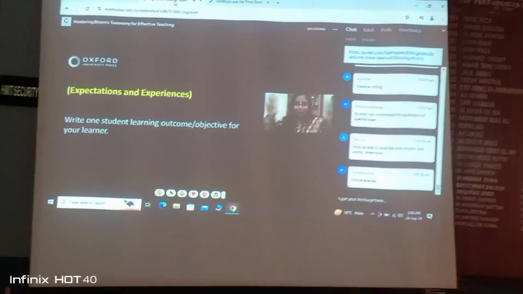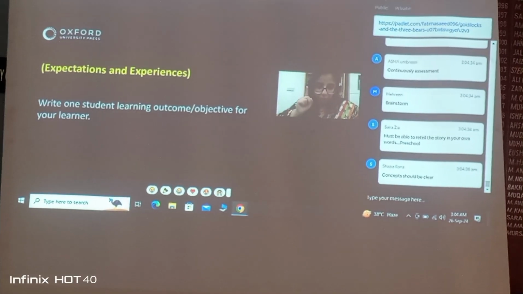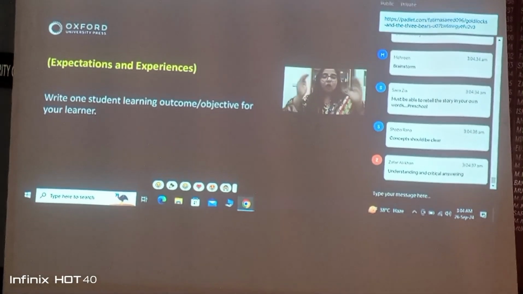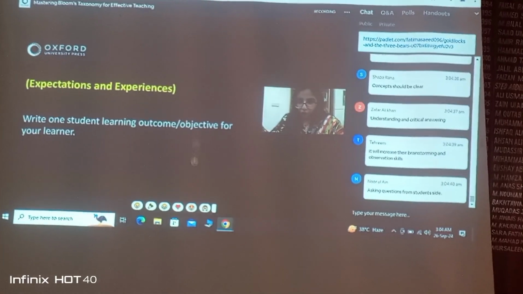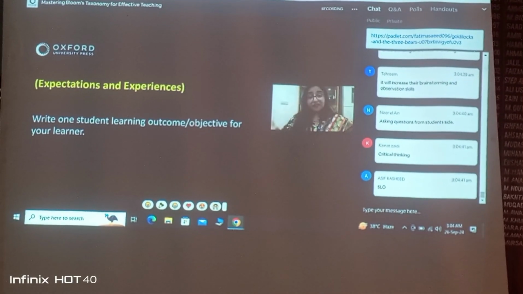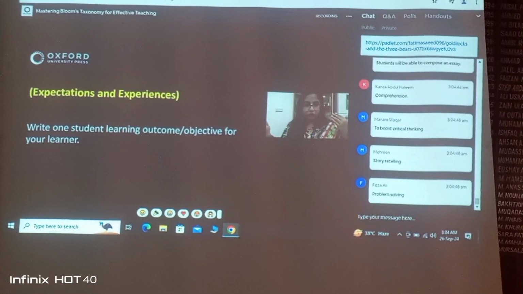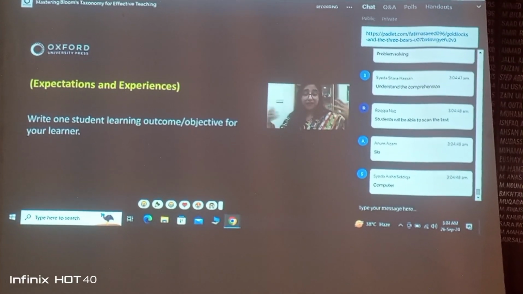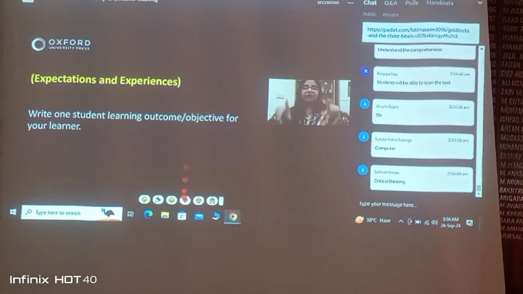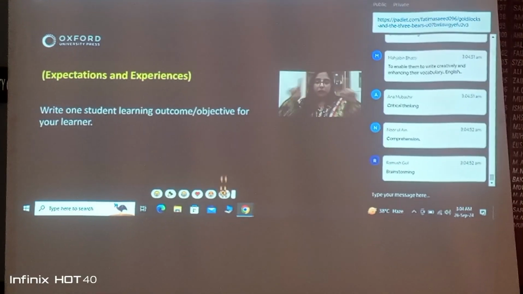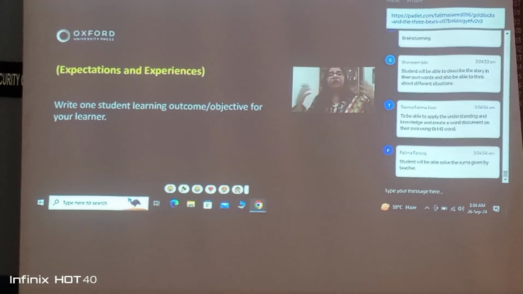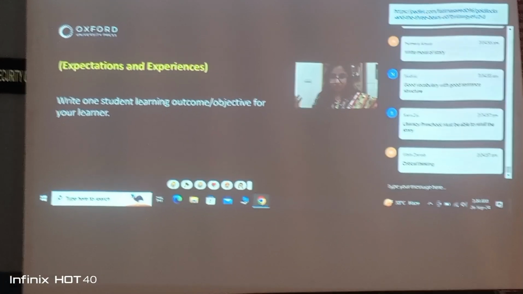Think of the student learning objective depending on the grade level that you're teaching. What is that, and the subject of course that you're teaching. If you're an English teacher, a mathematics teacher, a science teacher, a social studies, an Islamiyat teacher, what is that one student learning objective that you are going to come across?